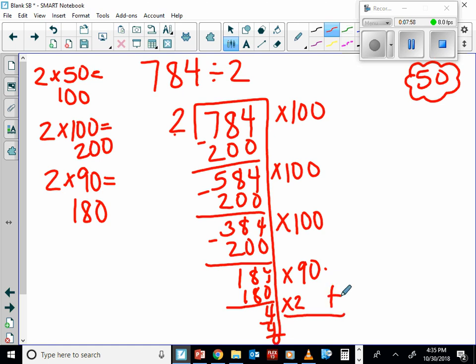I'm going to go to the side and add. 100 plus 100 plus 100 is 300. 300 plus 90 is 390. Add 2 more, you have 392.